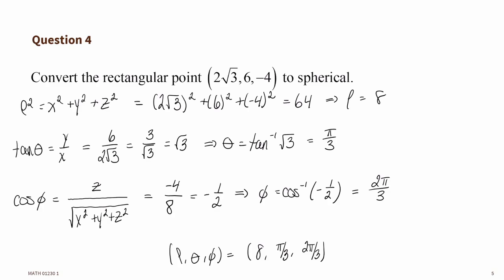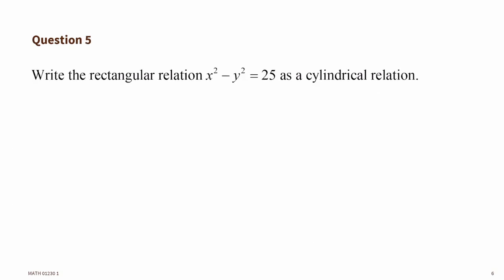But we generally don't deal with just a single point, do we? We generally deal with a set of points. So write the relation x squared minus y squared equals 25 as a cylindrical relation. So we're going to represent the set of these points in cylindrical coordinates.